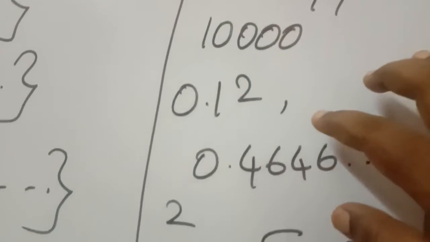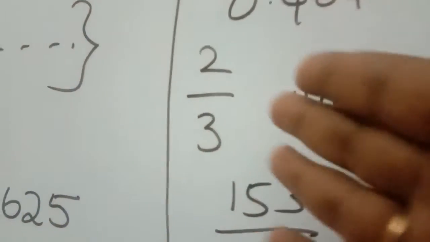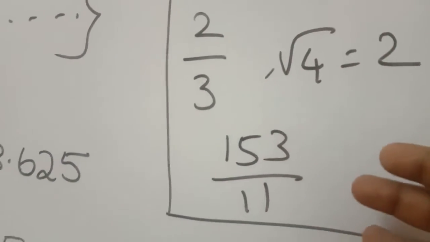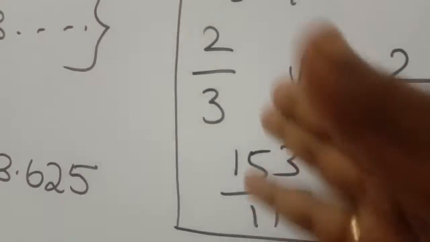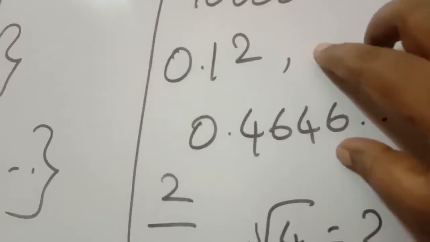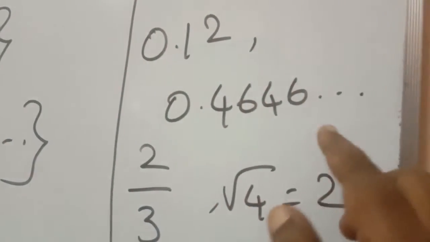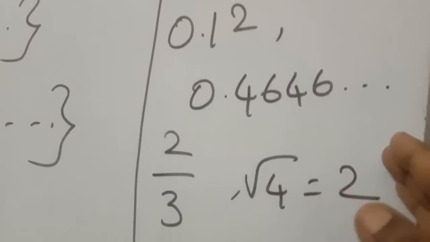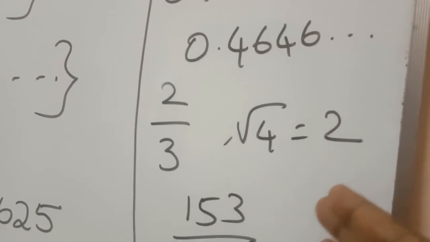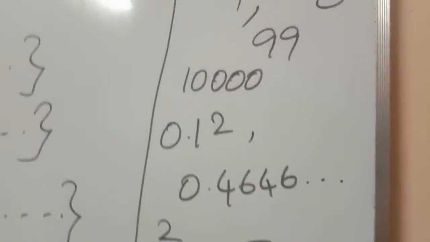Next we studied fractions, how to add. In 5th standard we studied fractions, how to add, subtract, and the reciprocal of a fraction. Then we studied about decimal numbers. Sometimes in a decimal, some numbers will be repeated like this. Then square root of 4, cube root of 8. So all these are called real numbers.